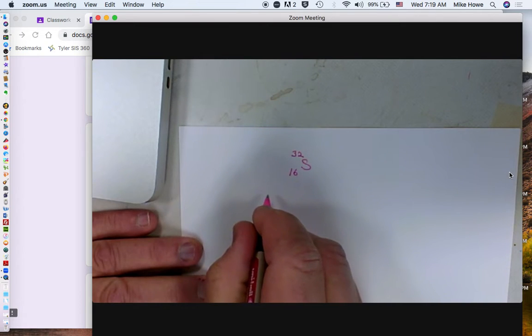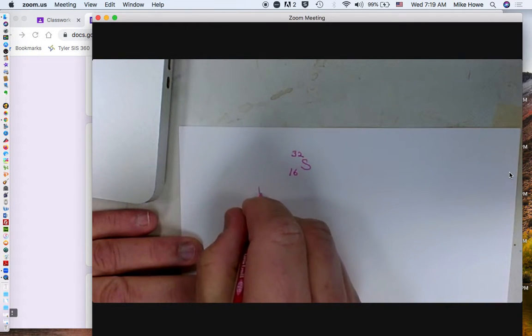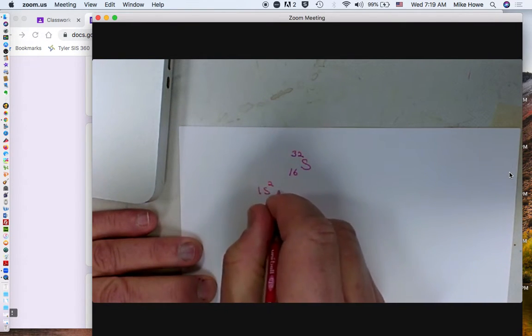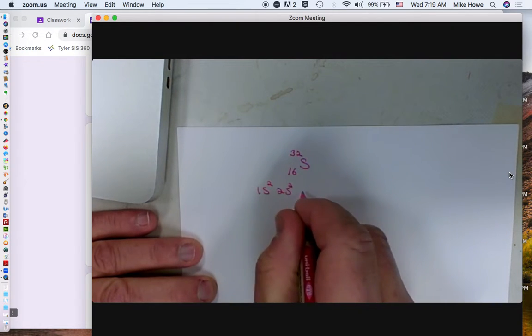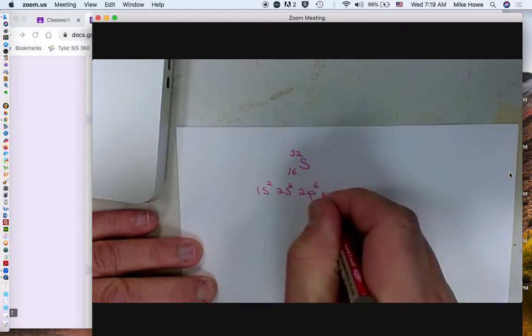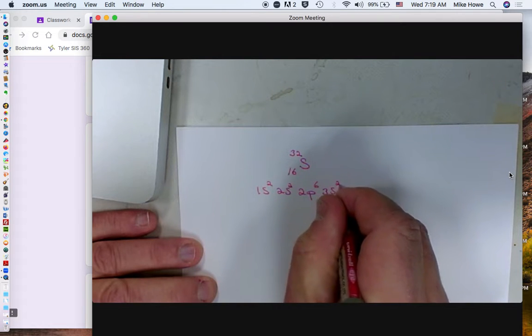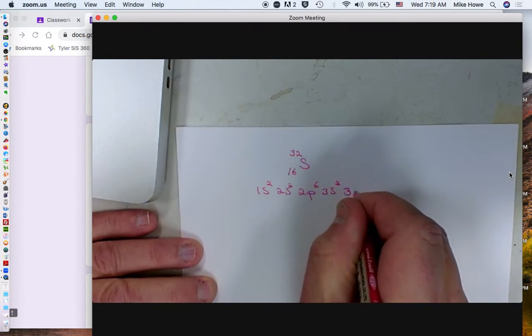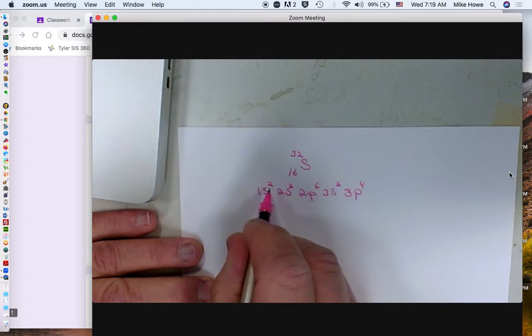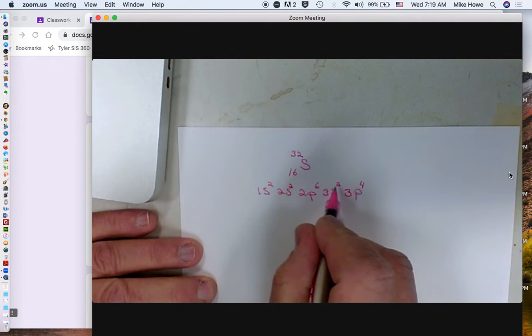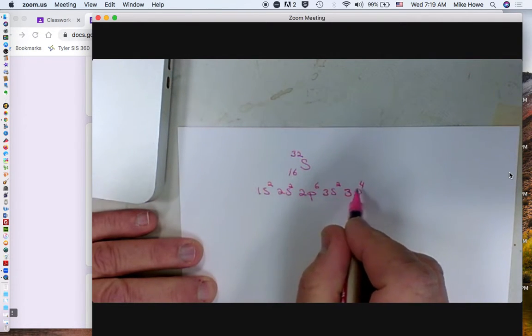So if we write the electron configuration for 16 electrons, we'd have 1s, which would hold 2, and then a 2s, which would be 2, and then a 2p, which would hold 6, and 3s would hold 2, and then the 3p would have 4 for sulfur, because 2 plus 2 is 4, plus 6 is 10, plus 2 is 12, plus 4 is 16.